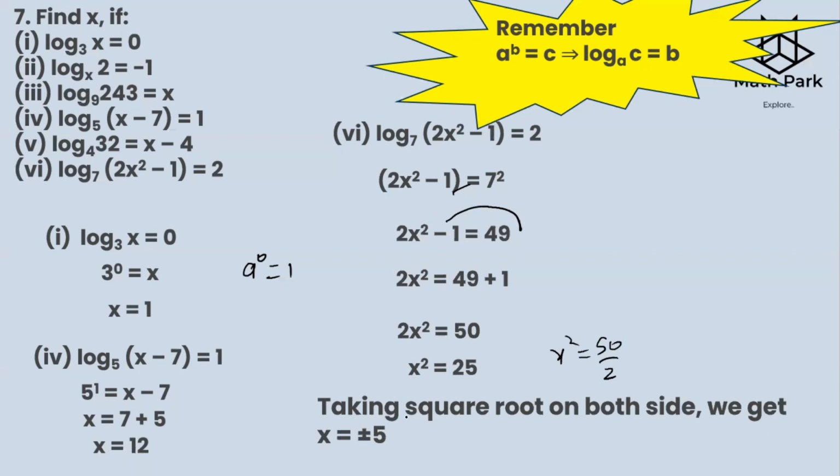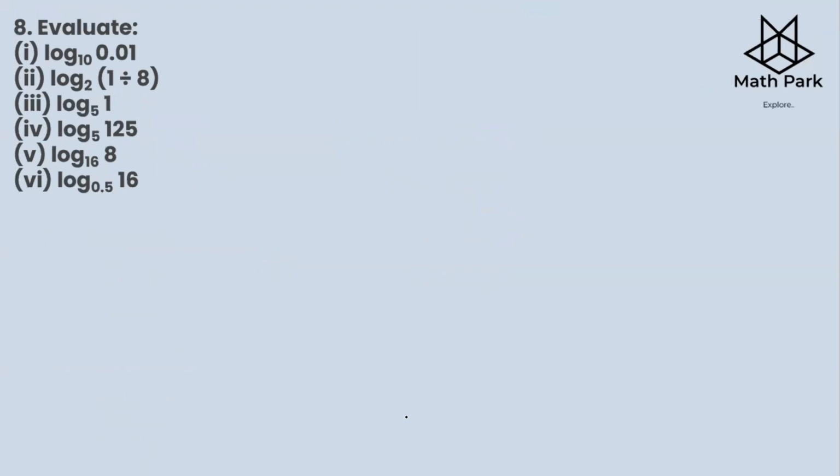Now we move on to question number 8. Evaluate log of 0.01 to base 10. Let us solve few questions out of this. Writing log of 0.01 to base 10 is equal to x. In the exponential form, we get 10 to the power x is equal to 0.01.